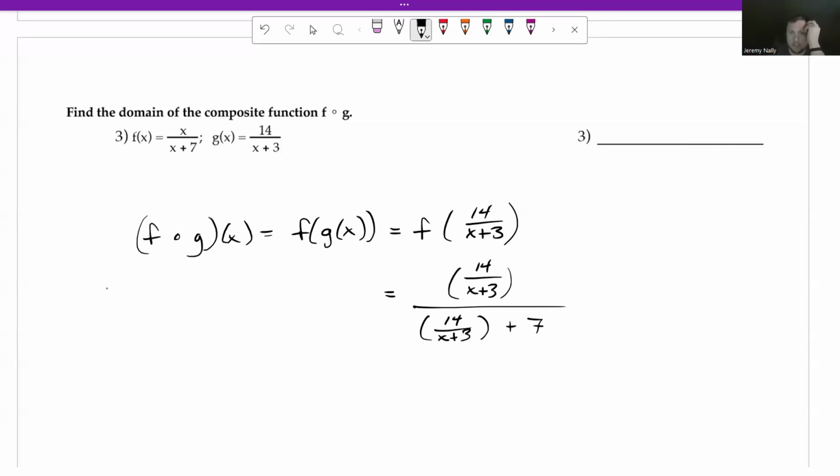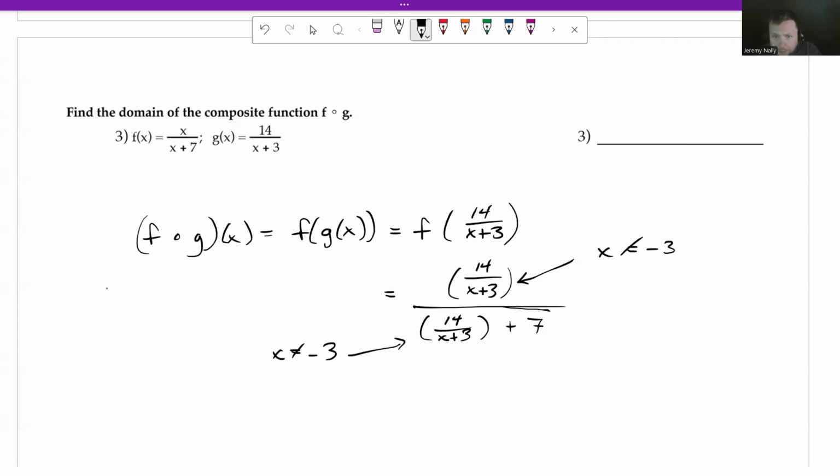Okay, so now if we look at either of these, we can see that x should not be equal to -3. We can see that in both of these places. And that's coming from the inside function, g.